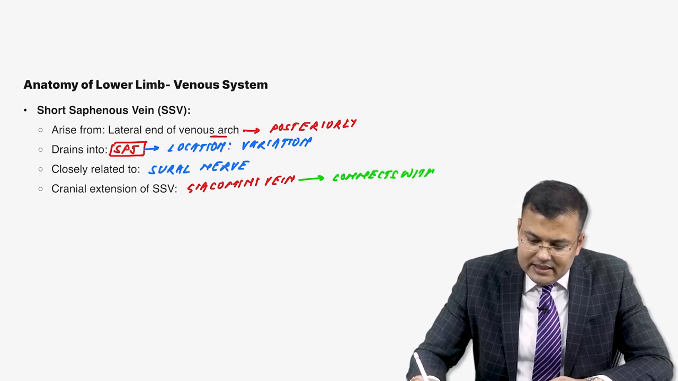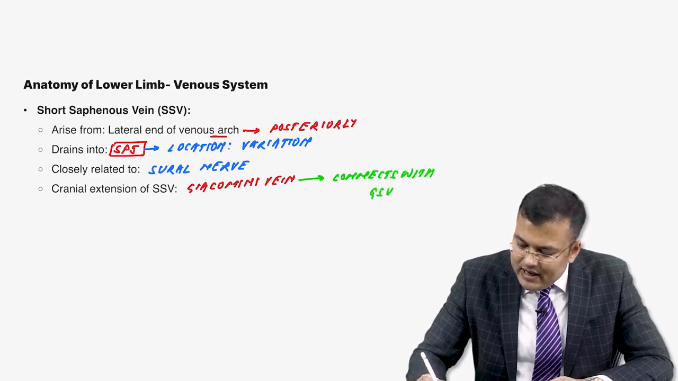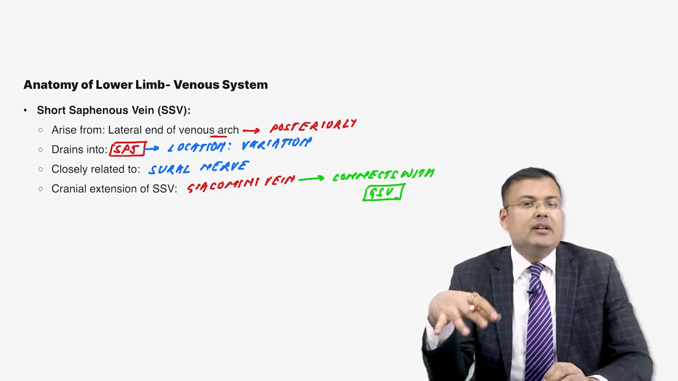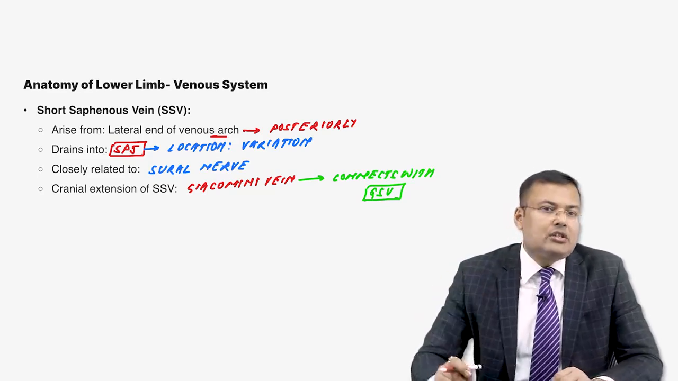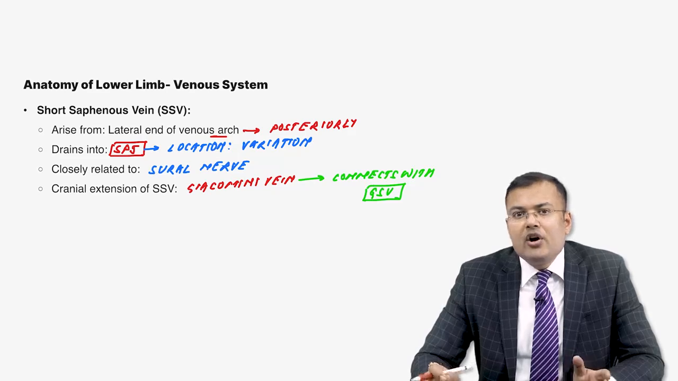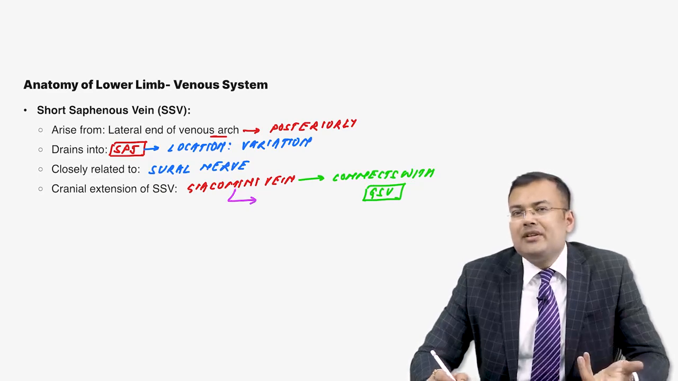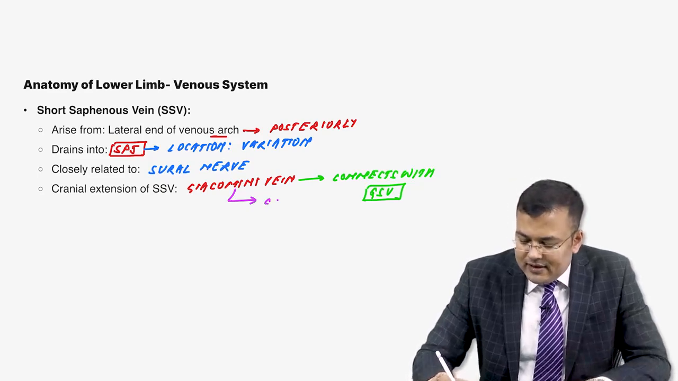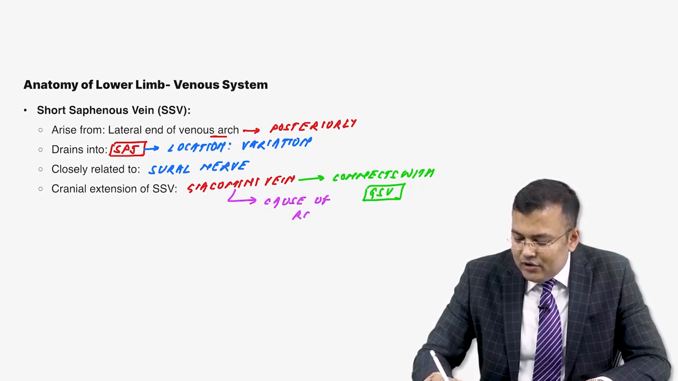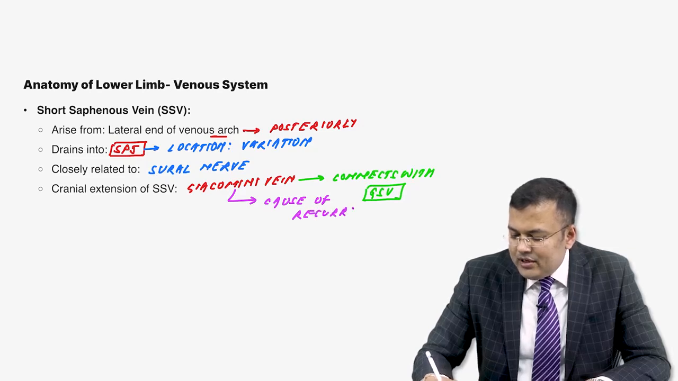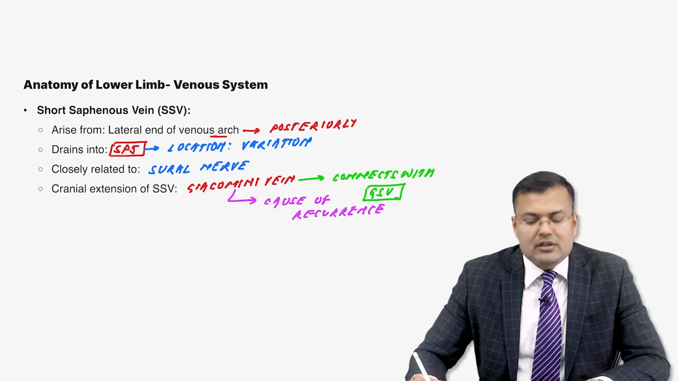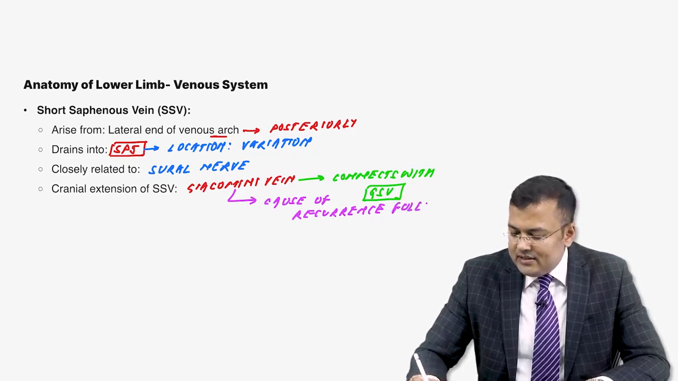It connects with the great saphenous vein, and suppose during stripping this is missed, what happens? It's the cause of recurrence following surgery. So this is the Giacometti vein, which is actually missed during stripping, and it's the cause of recurrence following surgery. Clear?